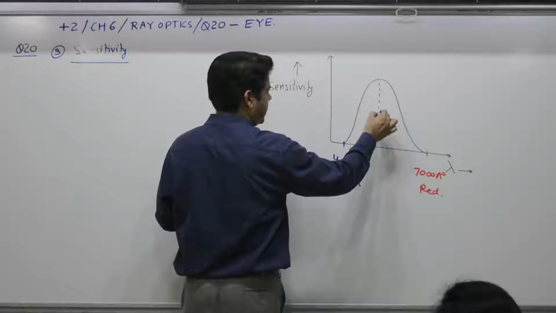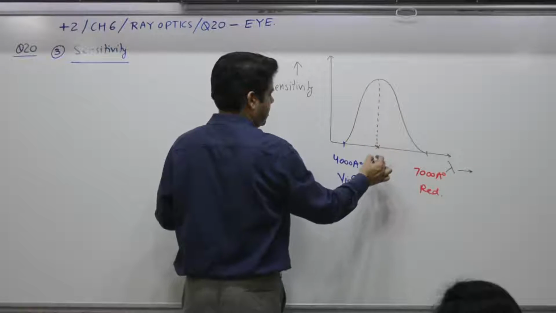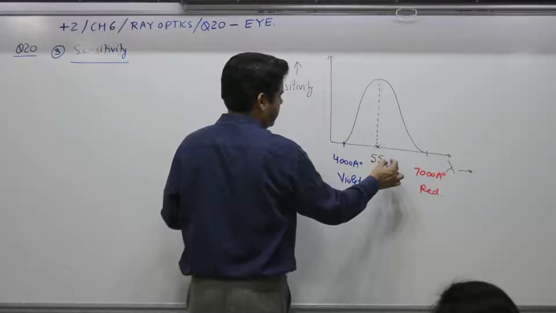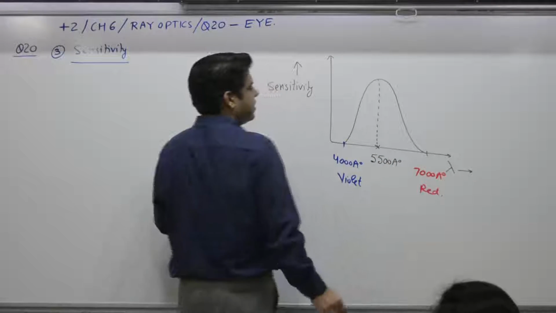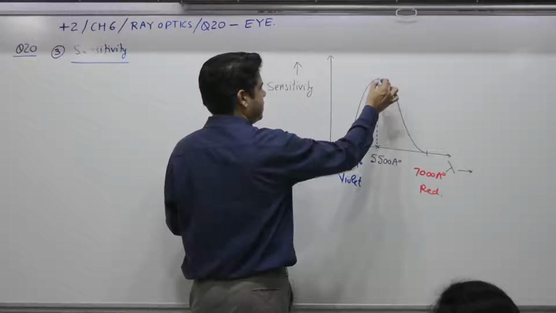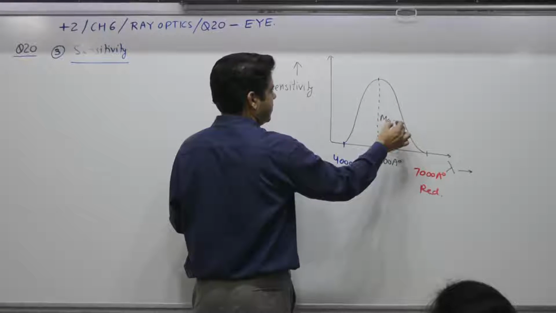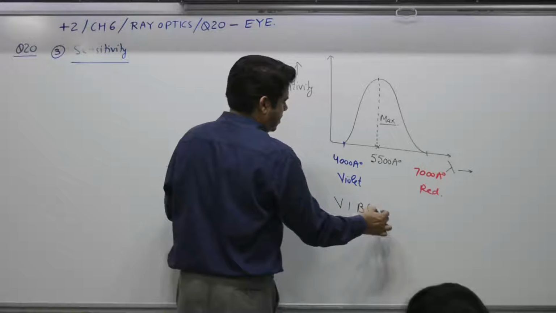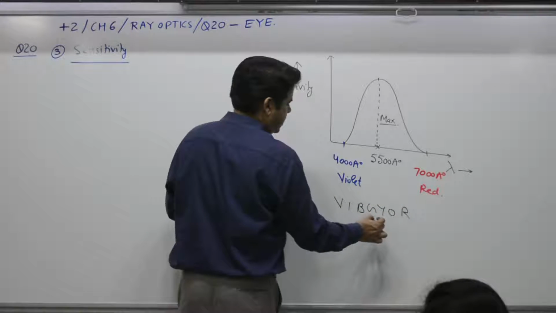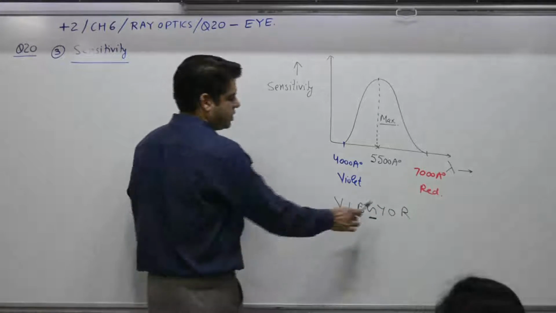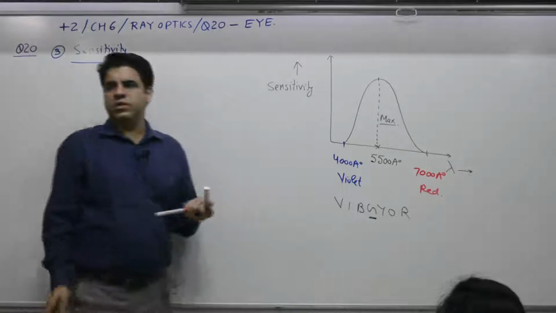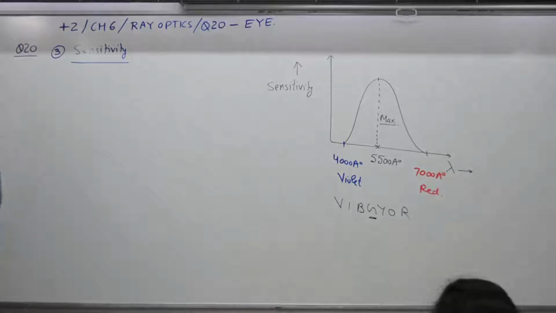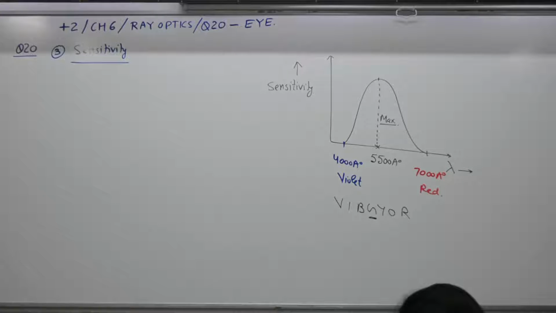At the central point, it is 5,500 angstrom. At this point, sensitivity is maximum. It is green with a yellow touch, or you can say yellow with a green touch. So, 1 minute to write sensitivity.